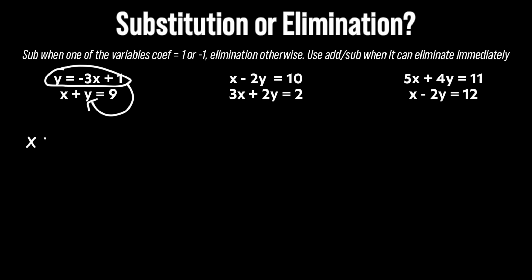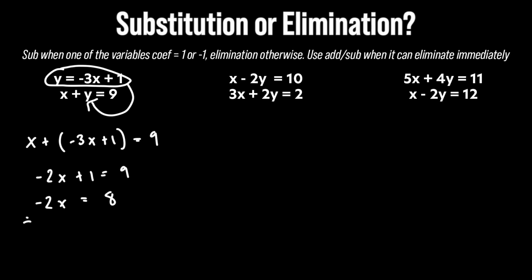So we're going to get x plus -3x plus 1 is equal to 9. So this is going to be equal to -2x plus 1 is equal to 9, which is going to be equal to -2x is equal to 8, since we subtract 1 from both sides, and then we can divide by -2 on both sides, and we're going to get x is equal to -4.